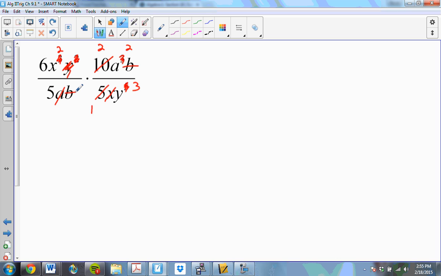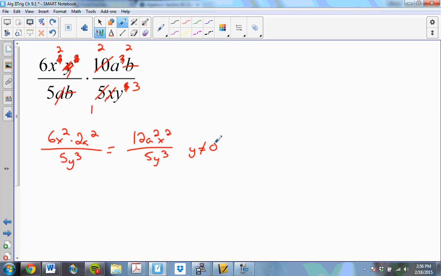So I cross out everything that can cancel, either top to bottom or diagonal, never side to side. It's got to be something on top, something that was on the bottom. So I have 6x squared times 2a squared over 5y to the third. So this is really 12a squared x squared over 5y to the third. So y cannot be 0 because 0 to the third is 0. You can't have 0 on the bottom of a fraction. Just simplify whatever you can simplify.